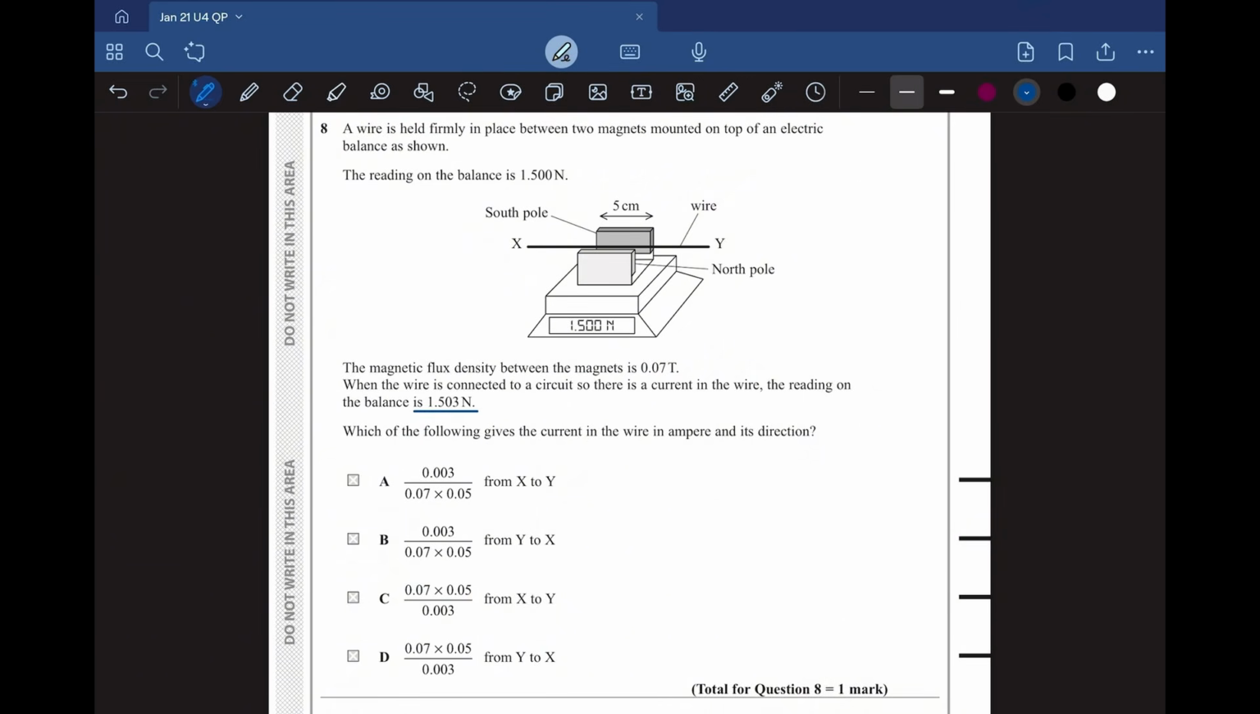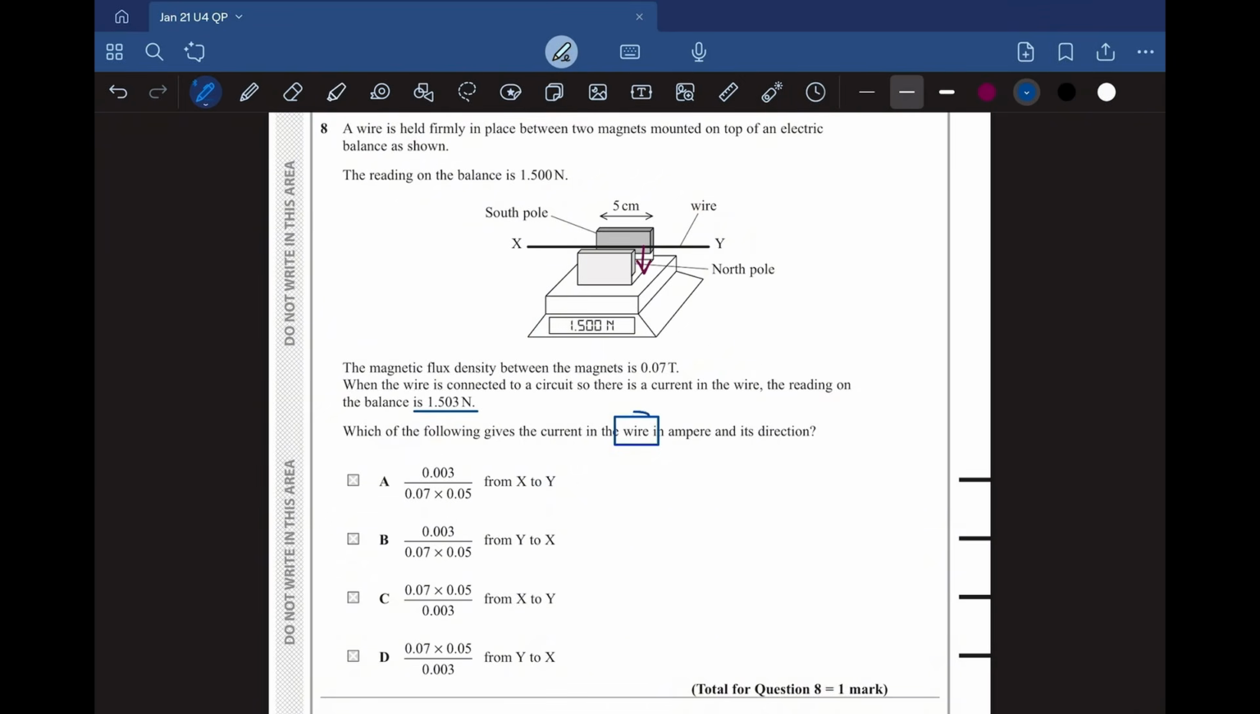That means the reading on the balance will only increase if there is a force downward, right? If there is a force downward, only then the reading on the balance will increase. So basically the question asks which of the following gives the current in the wire and its direction. So for the current in the wire, here we will also have to use Fleming's left hand rule.